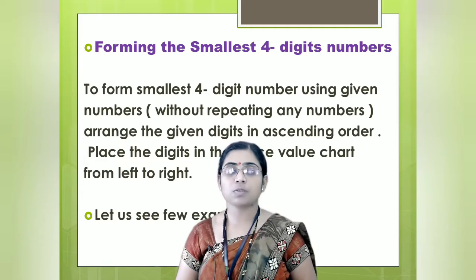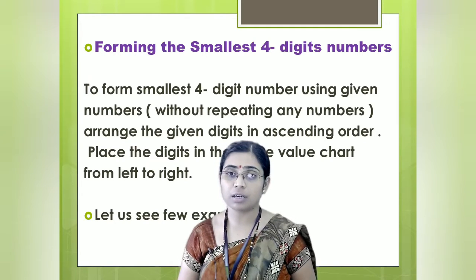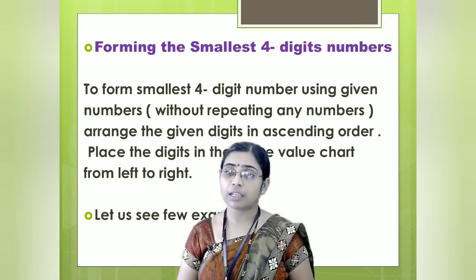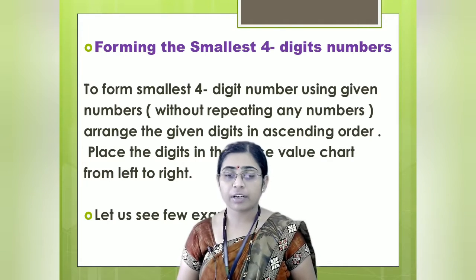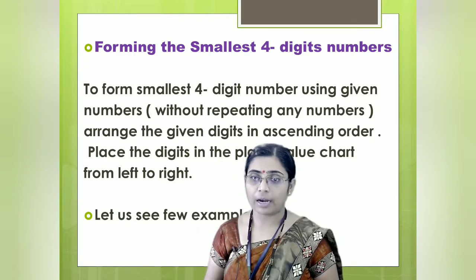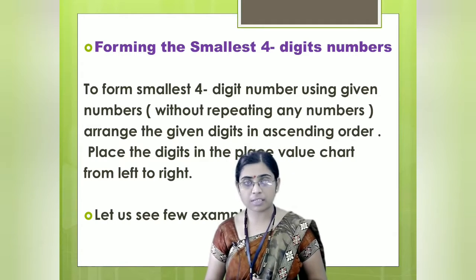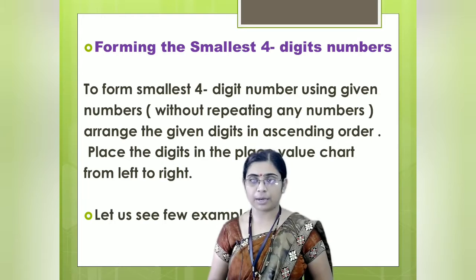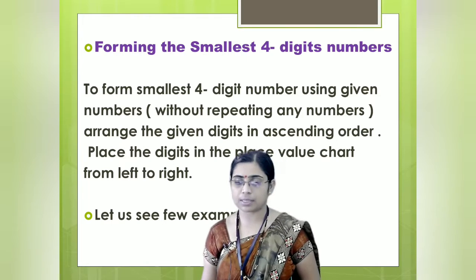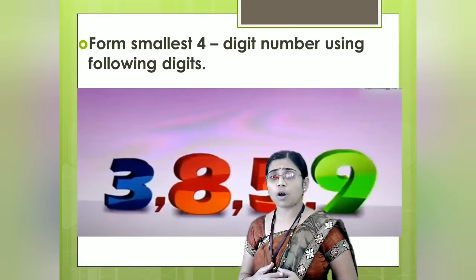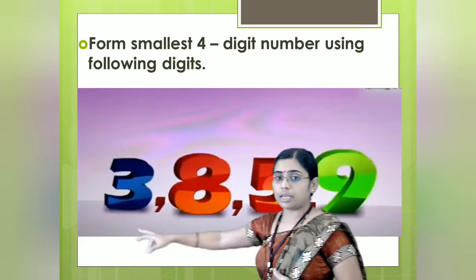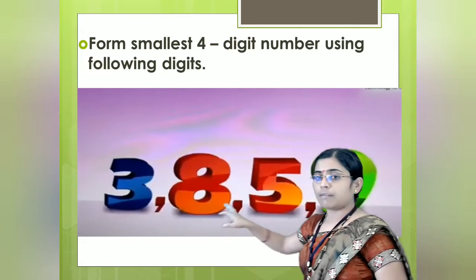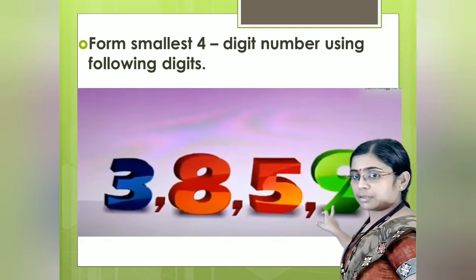To form smallest 4-digit number using given numbers or digits without repeating any digit in that, arrange the given digits in ascending order and place the digit in the place value chart from left to right. Let us see few examples. Form smallest 4-digit number using following digits: 3, 8, 5 and 9.